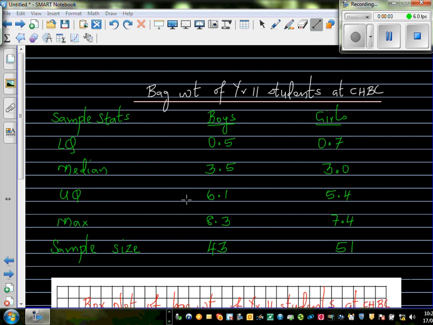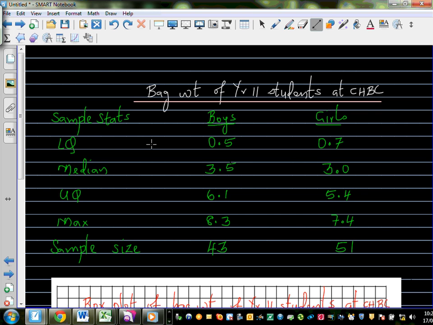This is the sample statistics of the bag weight of year 11 students at CHBC. CHBC is Central Hawke's Bay College, where I teach, and I'm a maths teacher. So this is the sample statistics of boys and girls. So let's read the statistics.